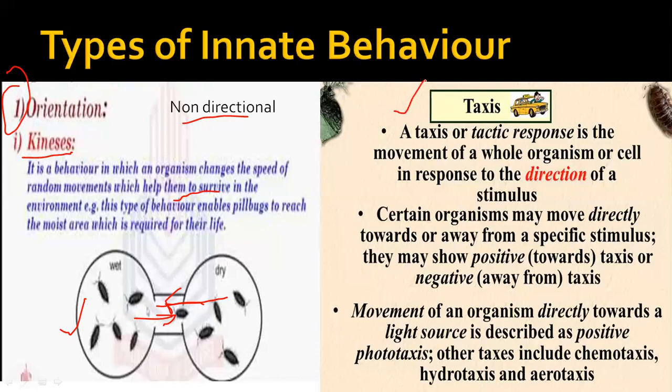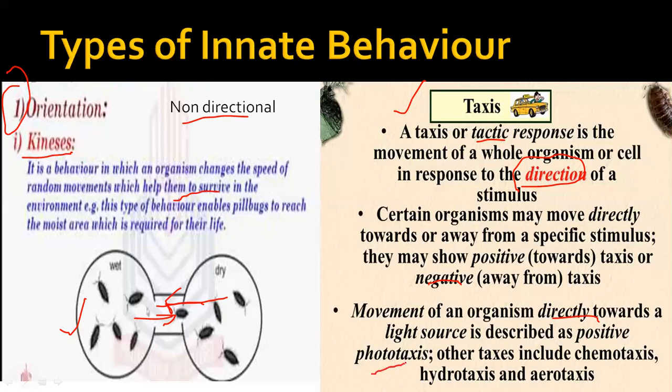Now we'll see the first directional movement in orientation behavior. That is taxis, also called the tactic response: the movement of an organism in response to a direction or stimulus. The whole body is moving towards that direction, which is why it's called directional movement. Certain organisms move directly towards or away from a specific stimulus. It is positive if it is towards the stimulus, and negative if it is away from it.